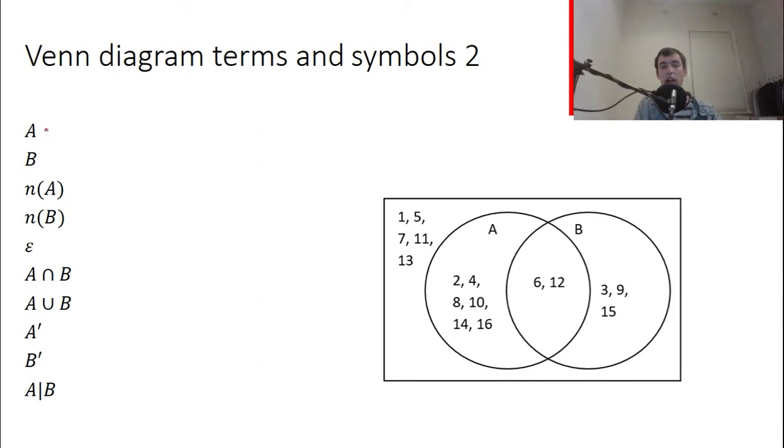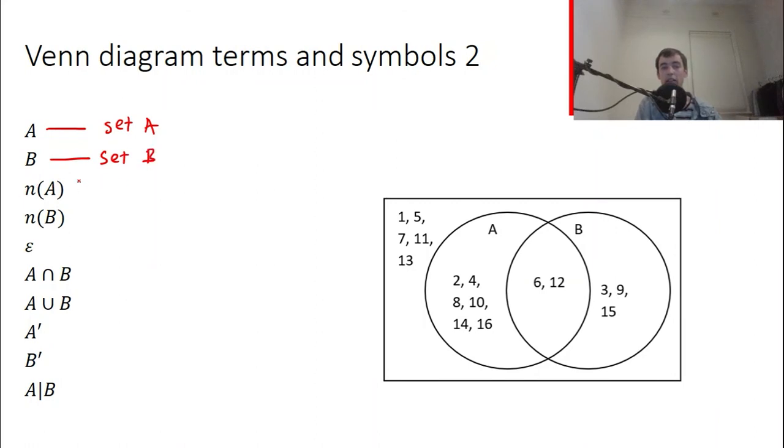First of all, A. Now, A is a set. Often A will be an event, like, for example, if this is the numbers from 1 to 16, A could be the event that you choose an even number. Well, this is all the even numbers in A. But A is also called a set, so the set of outcomes, set A, and B is also called set B.